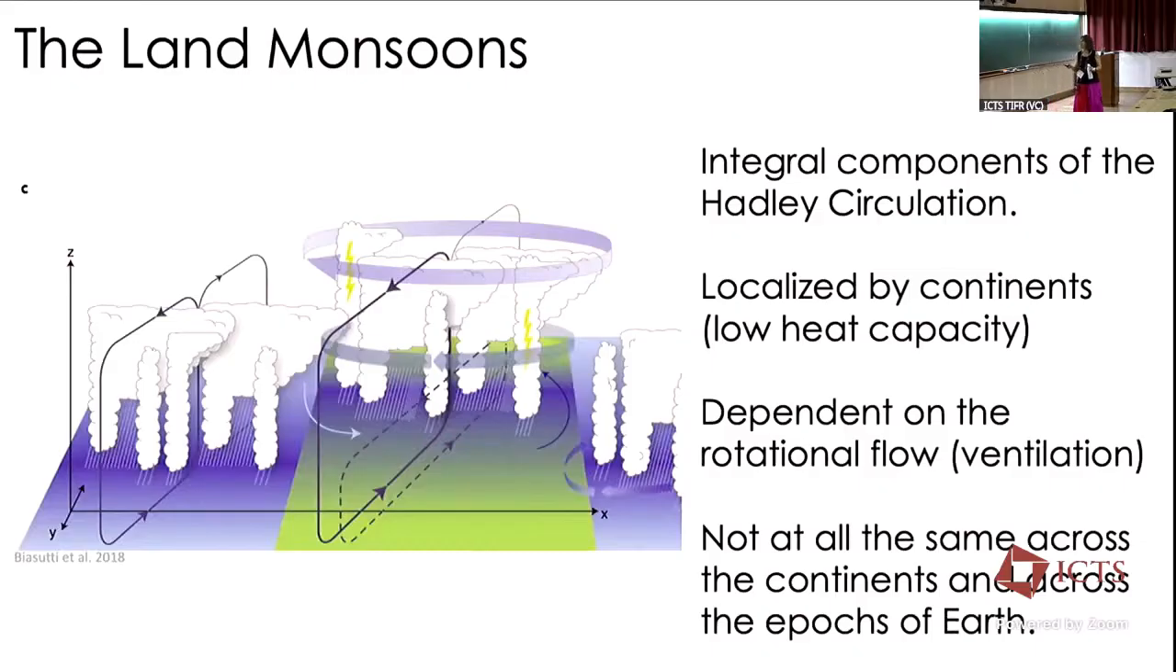And so here we are. How do I think about monsoons? They are an integral component of the Hadley circulation, but they are localized by continents. And so this low heat capacity is important. When you think about how far they go over land, it turns out that they do depend on the rotational flow and the ventilation that it provides. And they're not at all the same across the continents, as I mentioned before, across the many epochs of Earth. That's it.